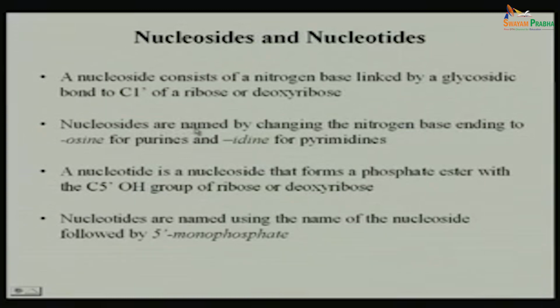Nucleosides are named by changing the nitrogen base ending to -osine for purines and -idine for pyrimidines. The nucleotide is a nucleoside that forms a phosphate ester with the carbon atom number 5 hydroxyl group of ribose or deoxyribose. Nucleotides are named using the name of the nucleoside followed by 5' monophosphate.